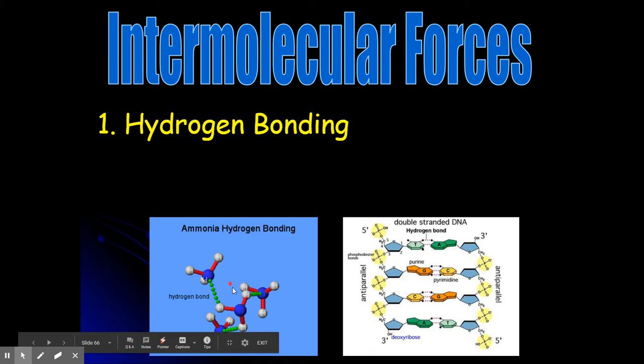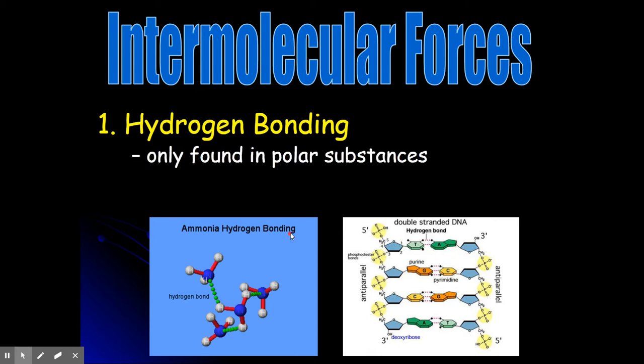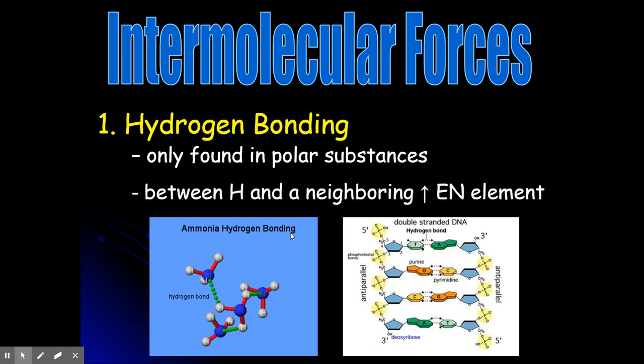All right, and that's an attraction between molecules where the positive and negatives come near each other. There could be more, but this is just trying to simplify the drawing as much as possible. But hydrogen bonding, to review, is only found in polar molecules. And it has to be between a hydrogen and a neighboring highly electronegative element. Remember, those highly electronegative elements are nitrogen, oxygen, and fluorine.